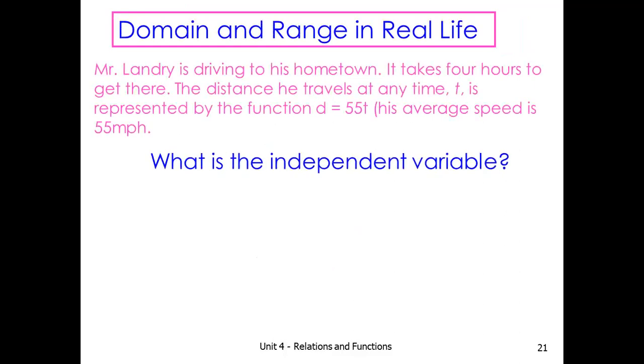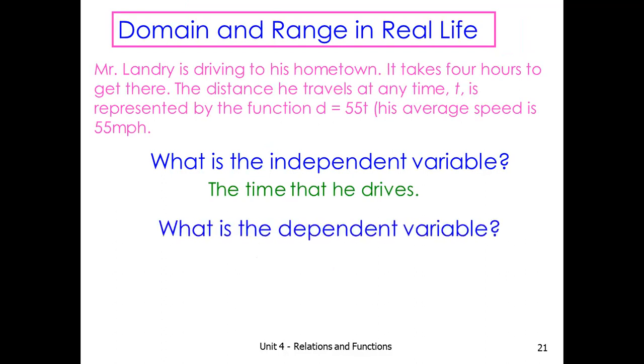Domain and range in real life. Mr. Landry is driving to his hometown. It takes 4 hours to get there. The distance he travels at any time t is represented by a function d is equal to 55t. His average speed is 55 miles per hour. What is the independent variable here? The time that he drives. And then the dependent variable here is the distance, or d.